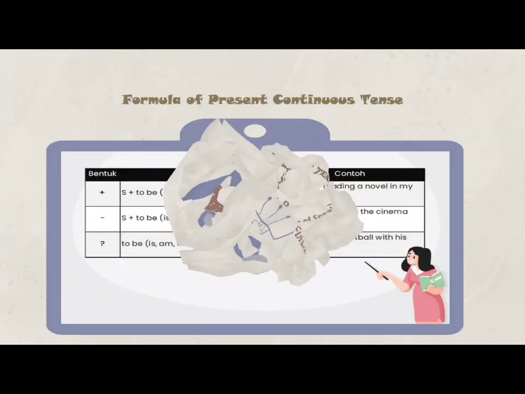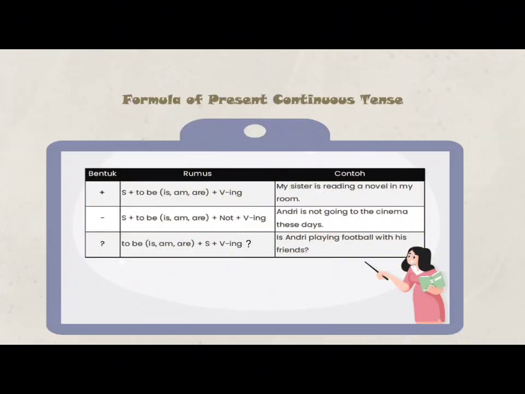Okay, so next, we go to the formula of present continuous tense. The formula for present continuous tense is divided into 3. That was positive, negative, and interrogative. So I told you guys to have a look carefully to see the differences between them. Okay, so right now we're entering the positive sentence and the structure is subject, to be, and verb ing.